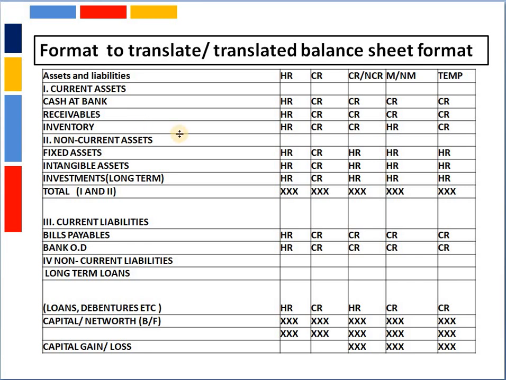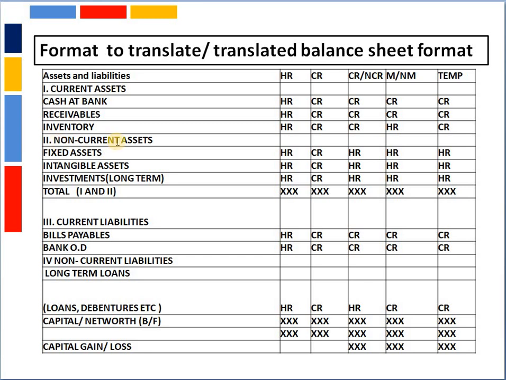Next comes the inventory. Under historical rate method, it is recorded at the historical rate. Under current rate method, inventory is recorded at the current rate. Under CR/NCR method, inventory is recorded at the current rate. Under MNM method, inventory is recorded at the historical rate. Under temporal method, inventory is recorded at the current rate.